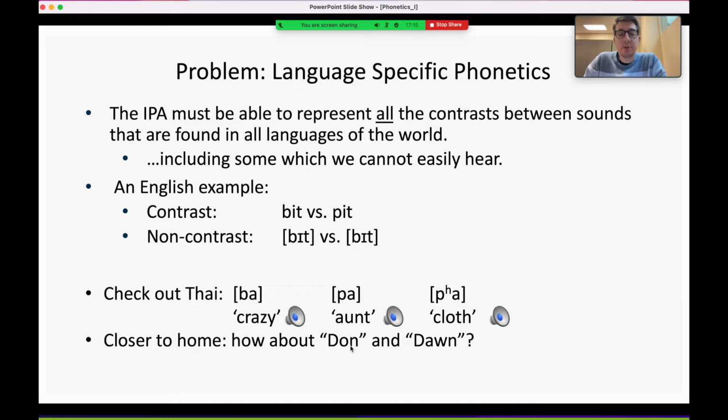And something closer to home, how about dawn and dawn? Are they different to you or not?